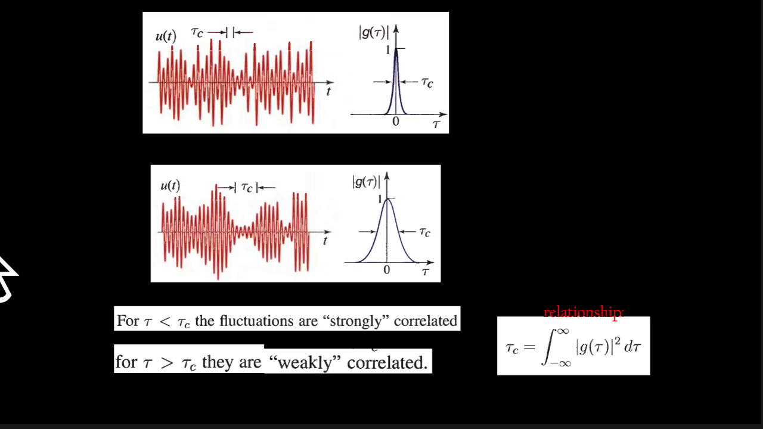So there is a relationship also which you can now look at. Tau c is now essentially the integral from minus infinity to plus infinity of modulo g tau whole squared d tau. So this is a mathematical function which can be extracted by taking the integral from minus infinity to plus infinity of this function g tau, what we have already defined.